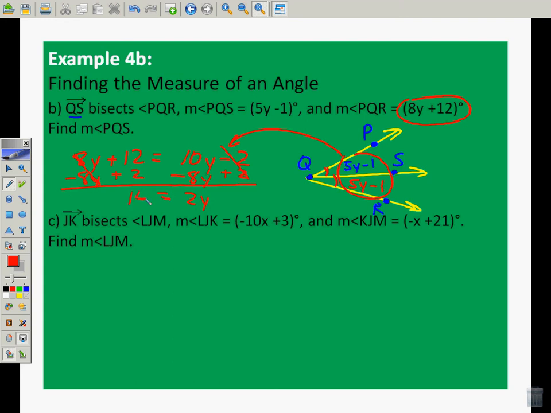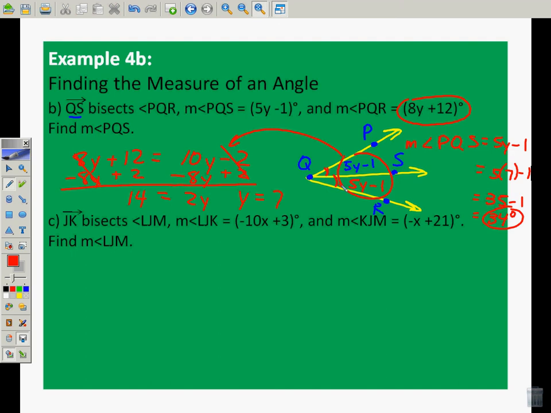y equals 7. What am I trying to find? I'm trying to find the measure of PQS. Well, if PQS is 5y minus 1, that's really 5 times 7 minus 1, which is really 35 minus 1, which is really 34. Okay? So I used an extra little step in here where I knew that these two had to be the same in order to solve for this one. If you want to pause here and try the next one, that's fine. Go ahead and do that. I'm going to roll on through.